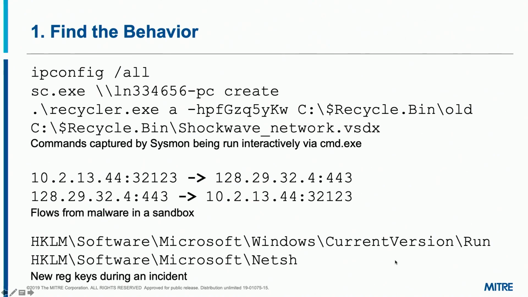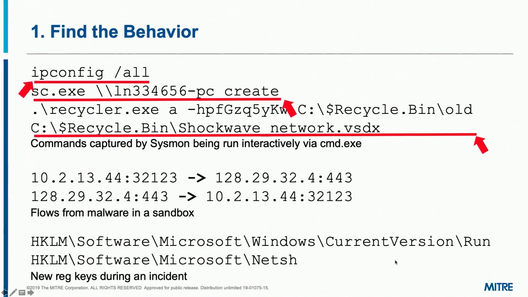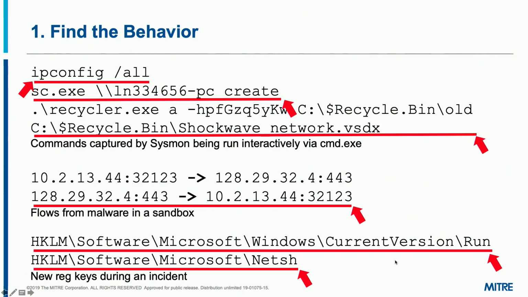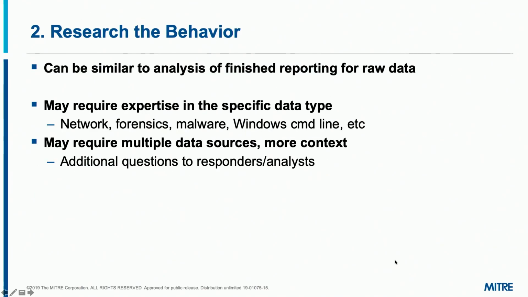So finding the behavior. With these commands, if they're actually being run by an adversary, each of them can potentially be a behavior. Similarly, the flows can be a behavior that we're actually seeing from the piece of software itself. And the registry keys being added can either be a behavior coming from the software or the adversary themselves. So the next step is to research the behavior. Depending on what sorts of information you're looking at, this can be very similar to analyzing data in a finished report. It can also be different.